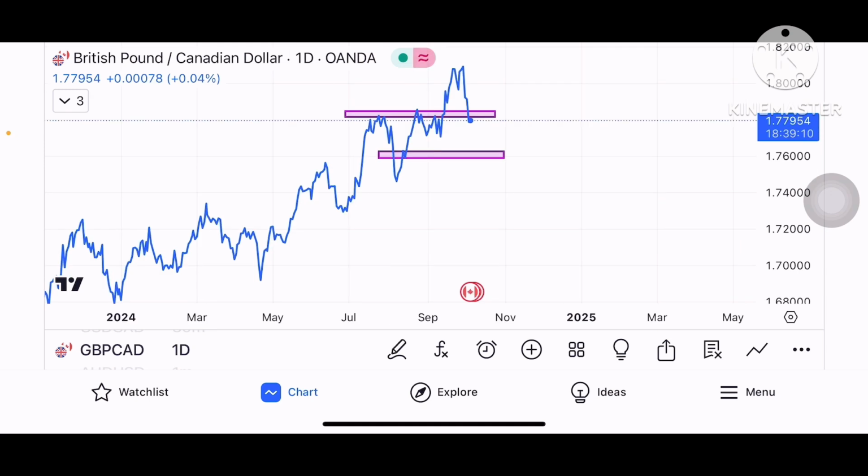On today's NFP, these are the zones on GBP CAD. We expect a pull up to the resistance and a drop all the way down to the support. So you just analyze based on your lower time frames, then expect a sell on GBP CAD.